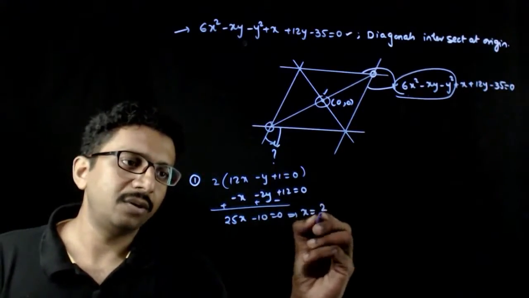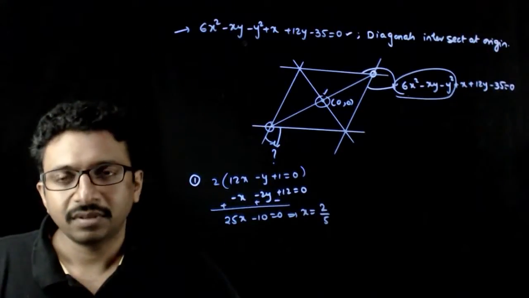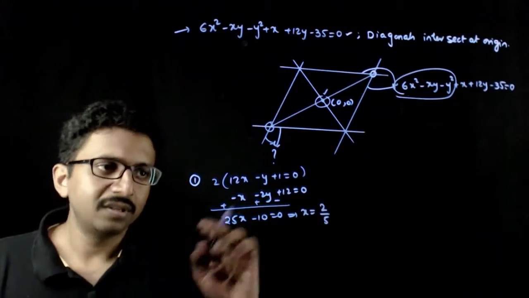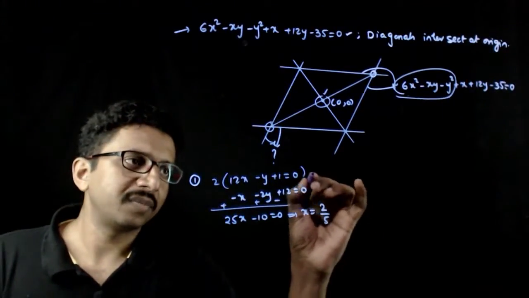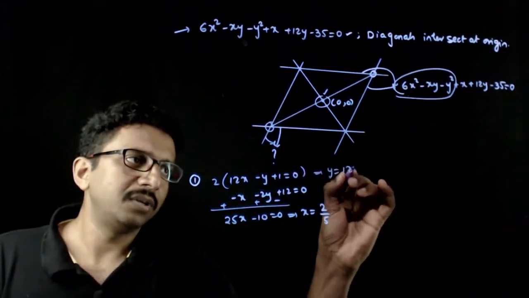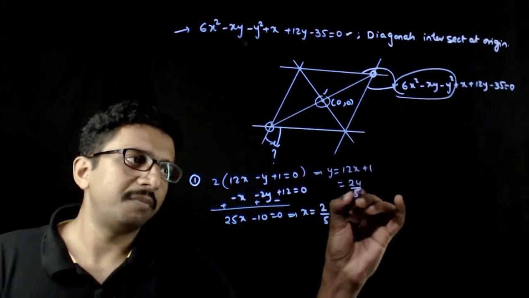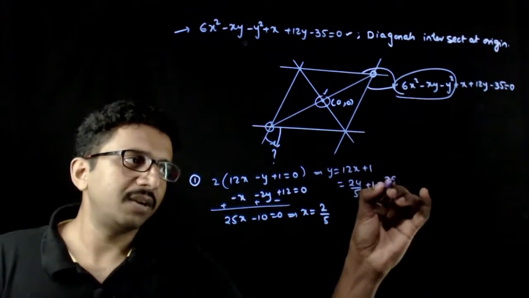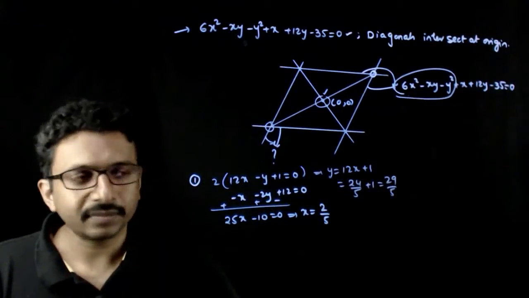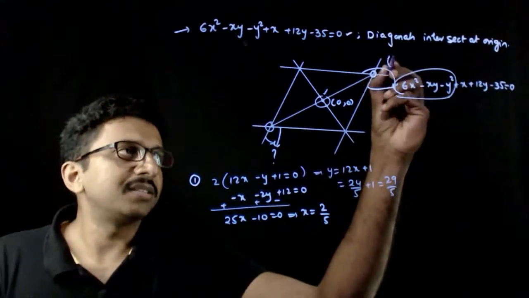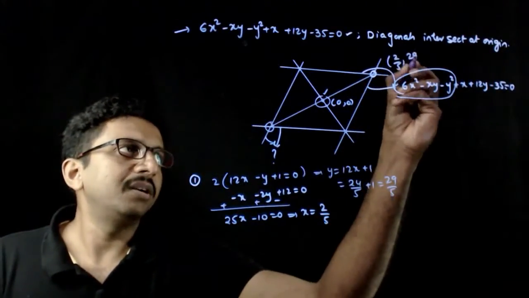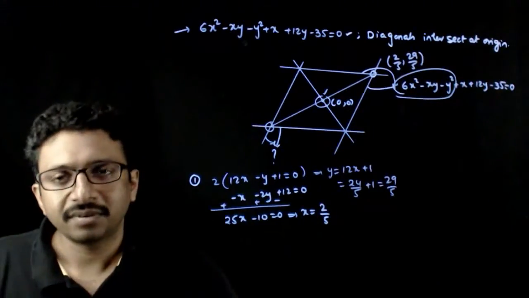So x is equal to 2 by 5. If x is equal to 2 by 5, then y is equal to 12x + 1, that is 24 by 5 plus 1, which is 29 by 5. So this point is (2/5, 29/5).